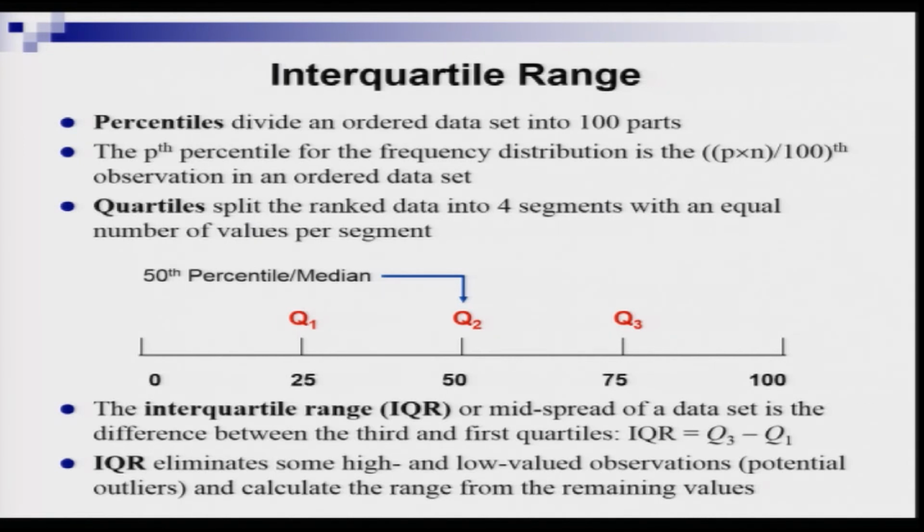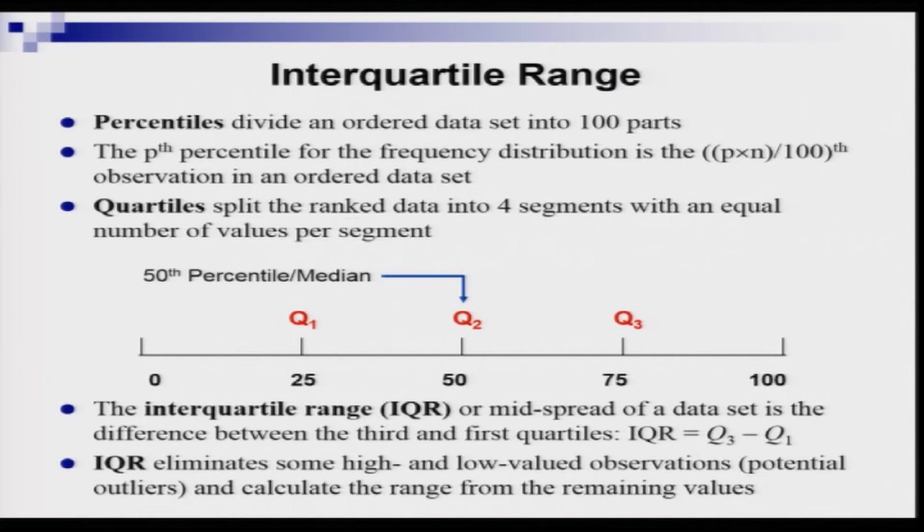Next come quartiles. Quartiles split the ranked data into 4 segments with an equal number of values per segment. Note from the previous diagram that there is an interesting relationship between percentile, quartile and median. What is the median? The median is the number that splits your data equally, half and half. So, 50% of the observations are below the median value and 50% of the observations in the sample are above it. So, the median is basically the 50th percentile point, and quartiles split the data into 4 segments.